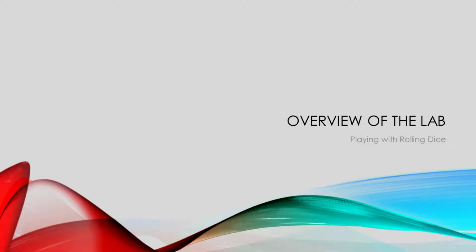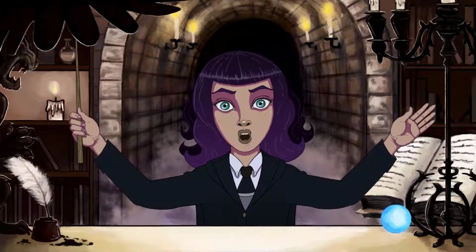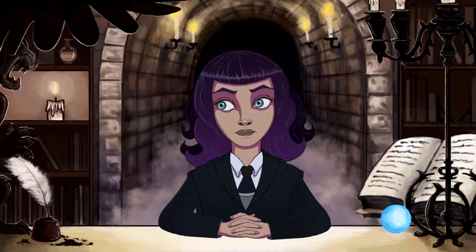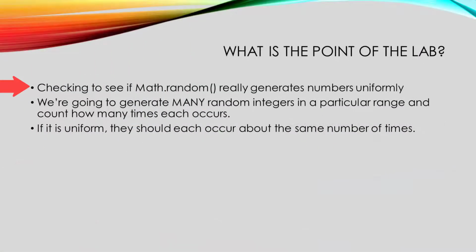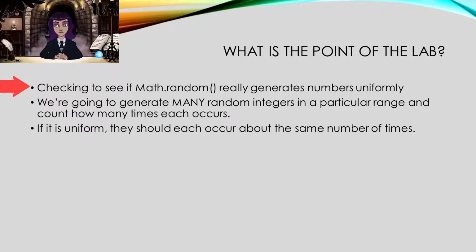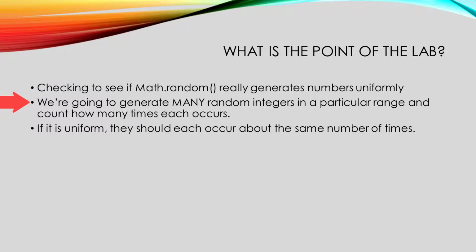With all of that background, we're finally ready to do the lab. Let's roll those dice. The purpose of this lab is to do an experiment to see if math.random really generates numbers uniformly. Generating random numbers uniformly is the mathy way to say that every value is equally likely. To do that, we're going to generate lots of values and count how many times each occurs. In the end, all of the values should have happened about the same number of times.